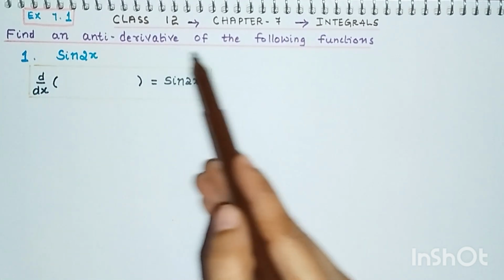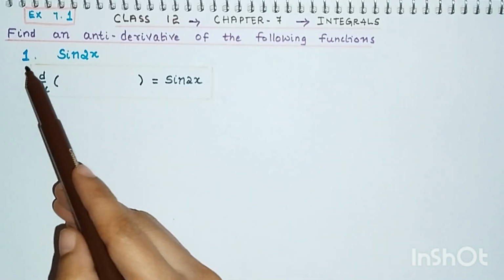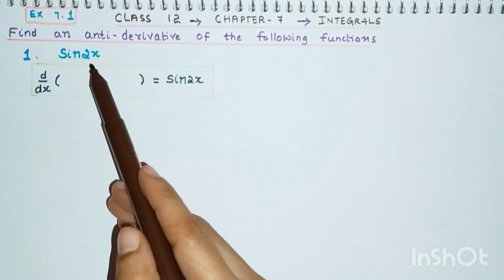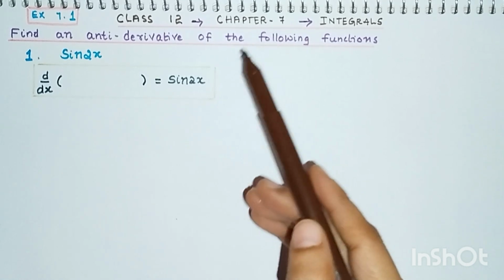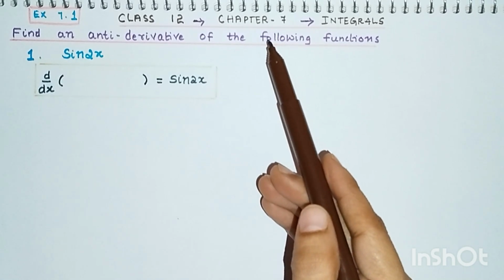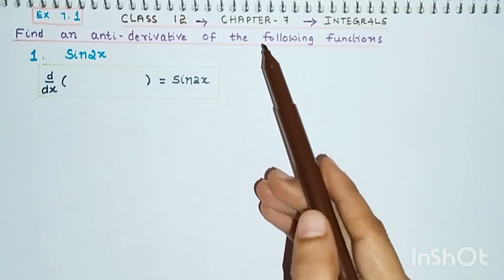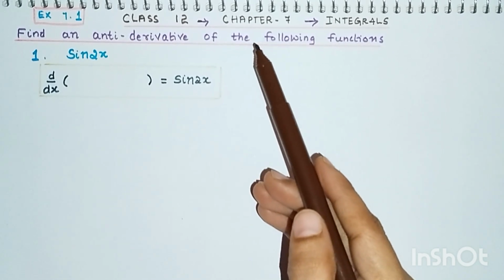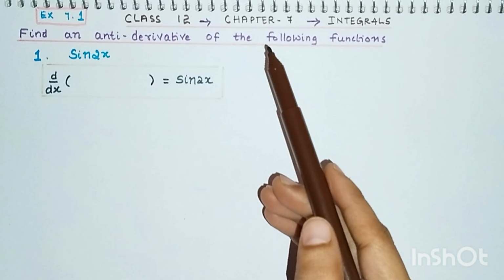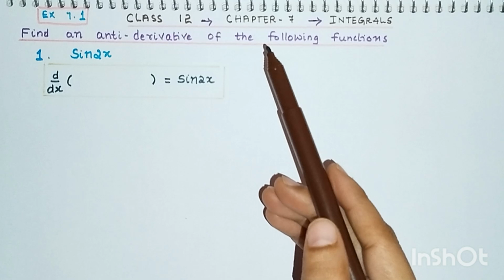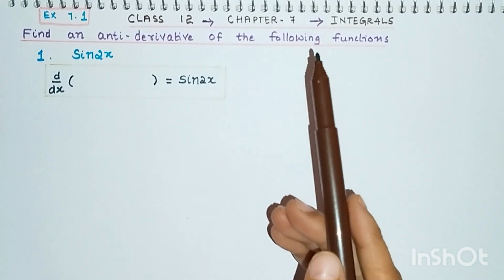Find an antiderivative of the following functions. The first question is sine 2x. In this heading they have asked us to find the antiderivative, which is also known as integral, by inspection method. By the inspection method, just by knowing some formulas, we can directly understand what the antiderivative or integral is. We don't need many steps to solve.